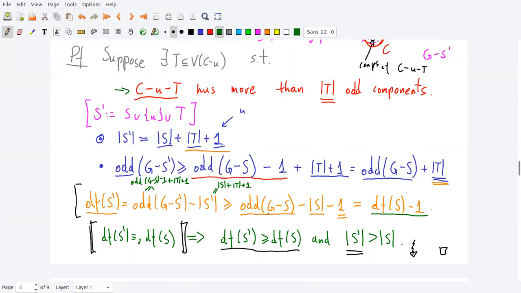And you've got the number of odd components you had before minus the size of S. But you also have this minus one. Actually, this minus one came from the loss of component C. So you get at the end that the deficit of the new set is at least the deficit of the old set minus one. But because of parity, it could not have dropped by exactly one.